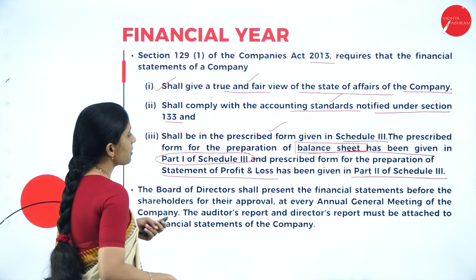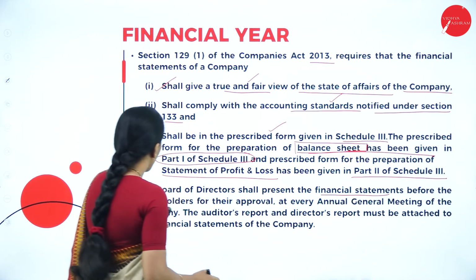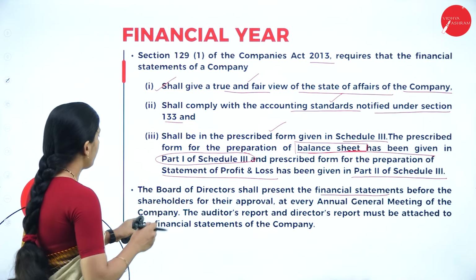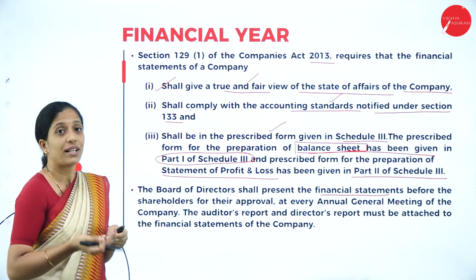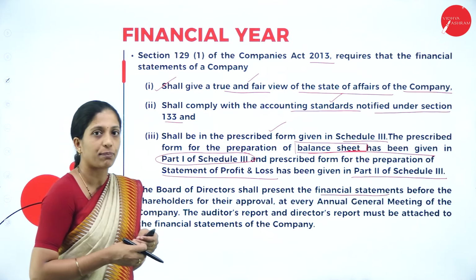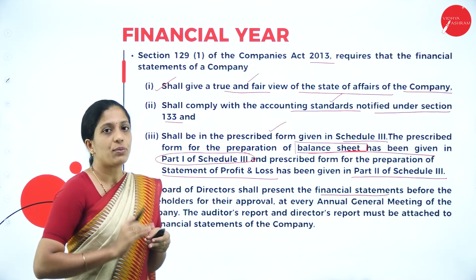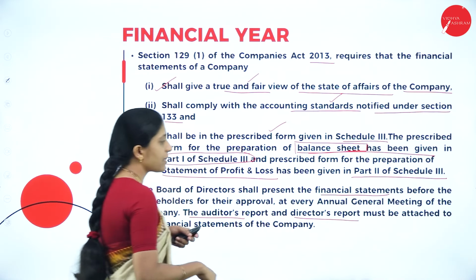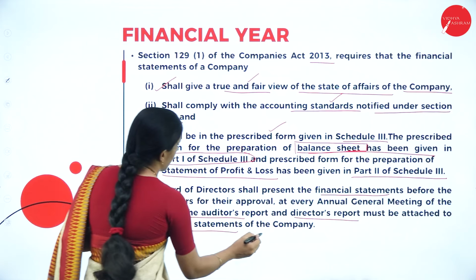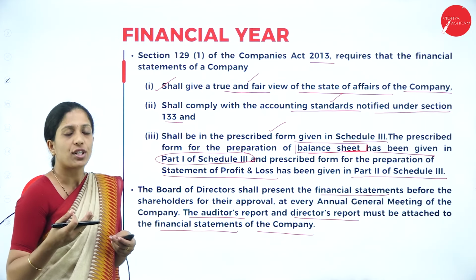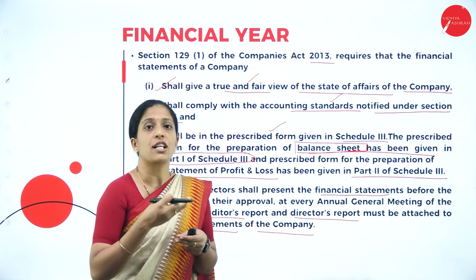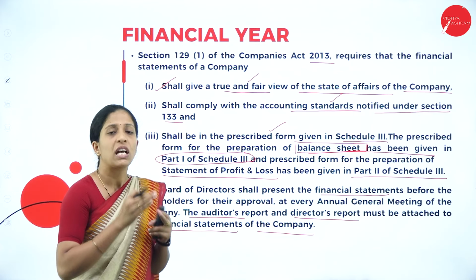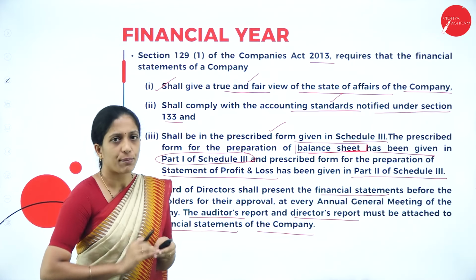The board of directors shall present the financial statements before the shareholders for their approval at every annual general meeting of the company. When the board of directors present the financial statements to the shareholders in every annual general meeting, the auditor's report and the director's report must be attached to the financial statements of the company.